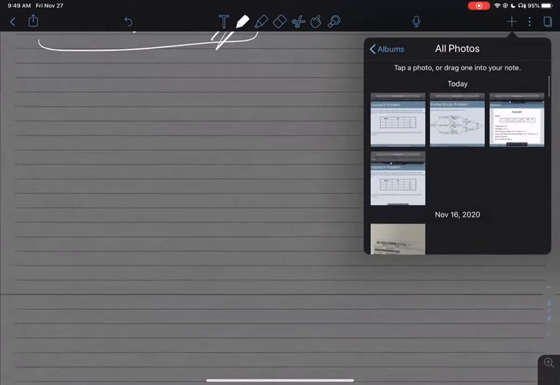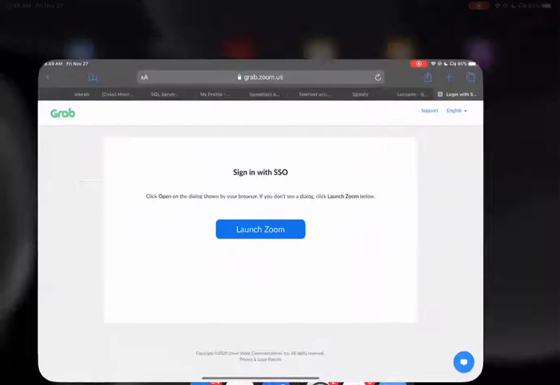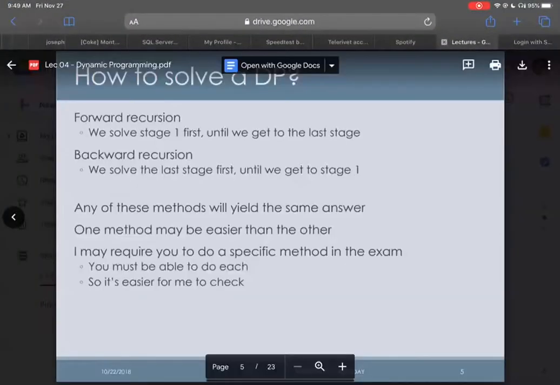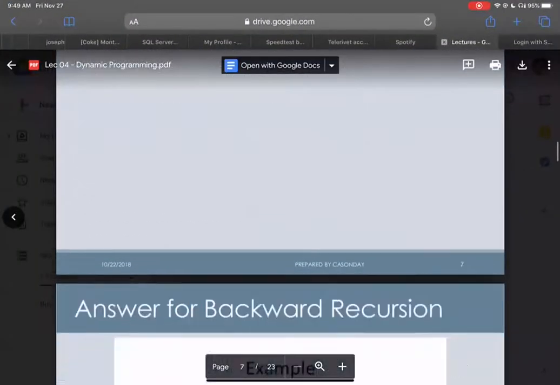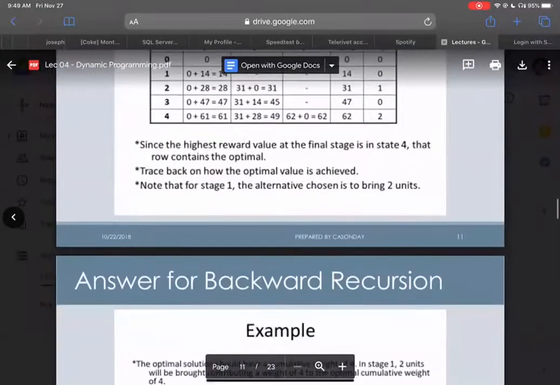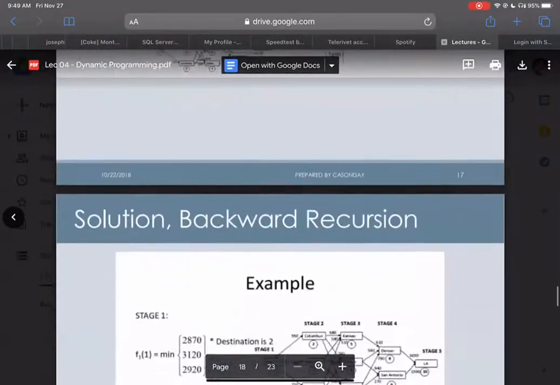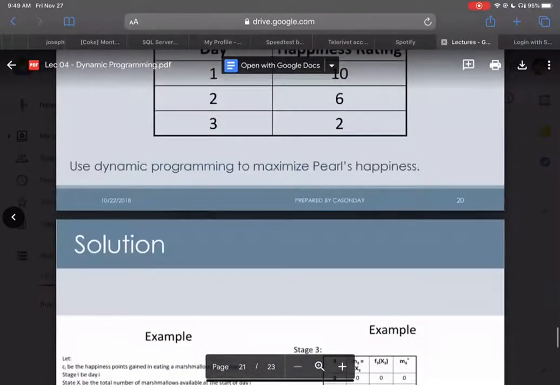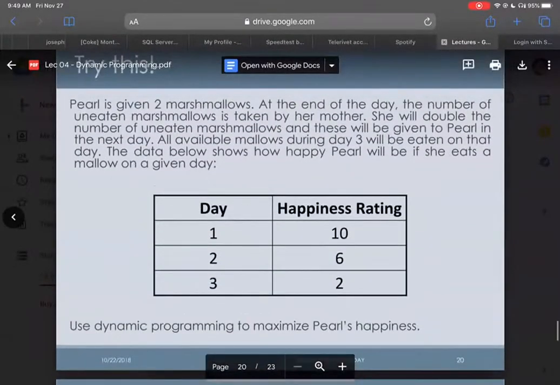Wala dito yung isa. Kunin ko lang yung isa pang problem. Here, this problem.